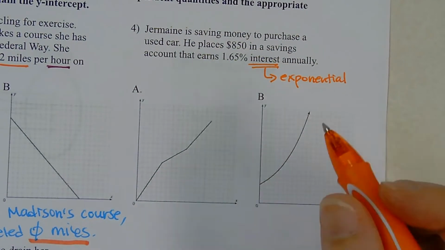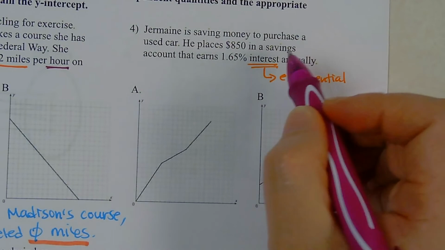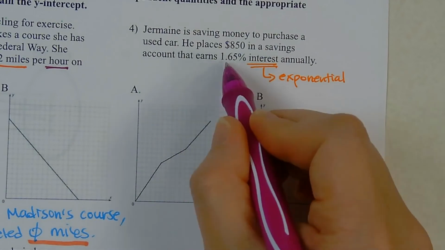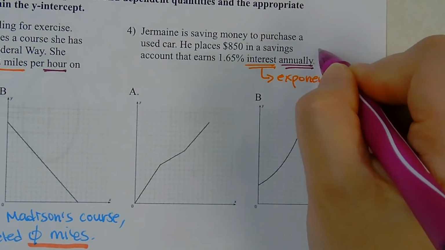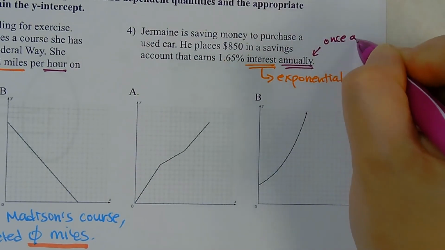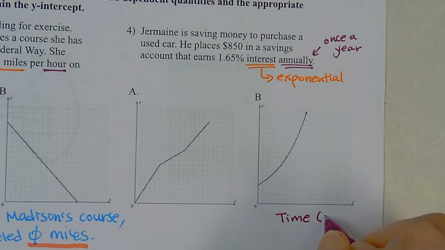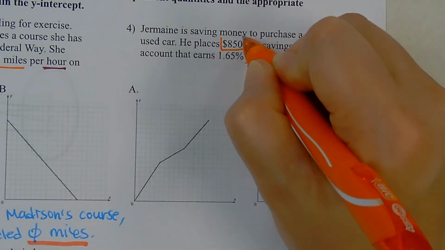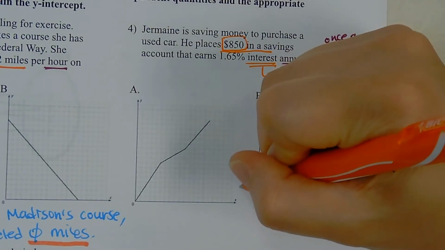All right, so here we go. Again, I saw some kind of time reference. So where do you see the time reference? He places $850 in a savings account that earns 1.65% interest annually. What does annually mean? That means once a year. So we're talking about time here, so here's time. And annually means years, so we're going to be in years. And what are we measuring? That's going to be our money, so this is going to be amount saved.